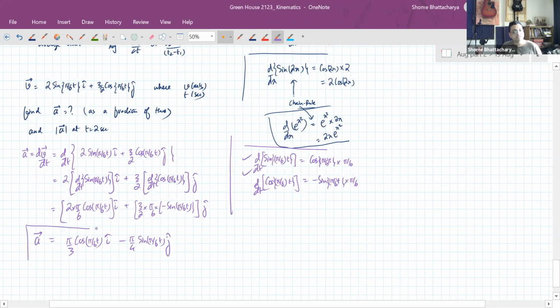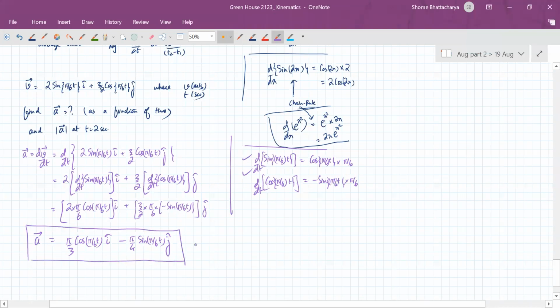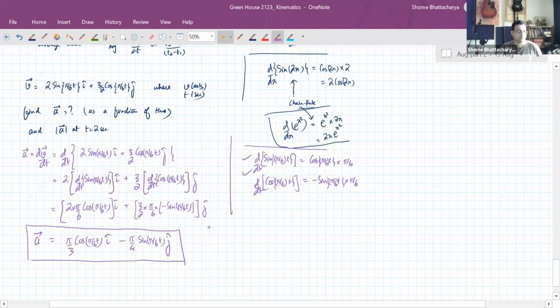So this is the instantaneous acceleration as a function of time. So we can take the pi common now. You can take the pi common. Okay. So now you can come to the second part.